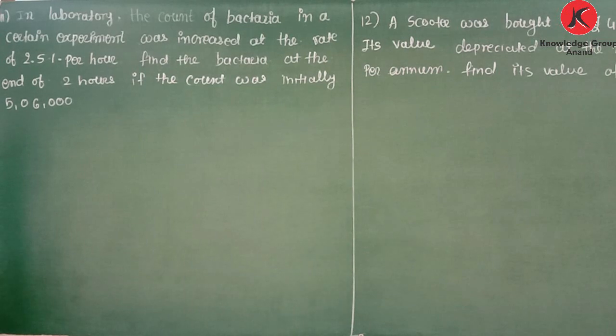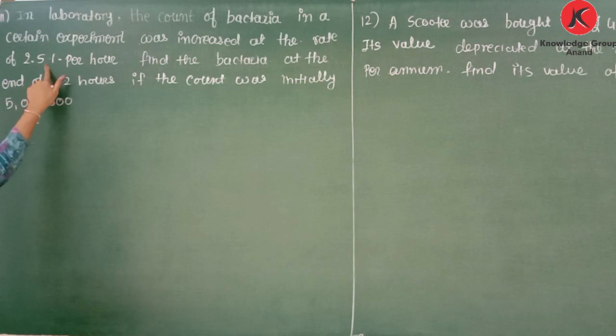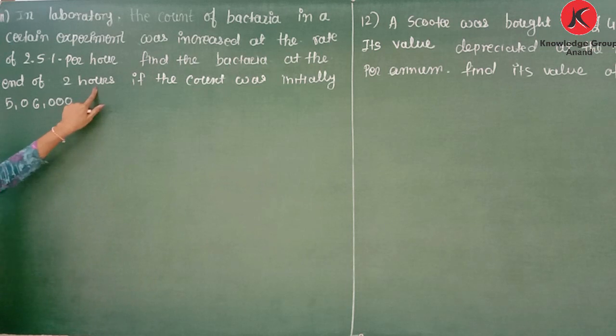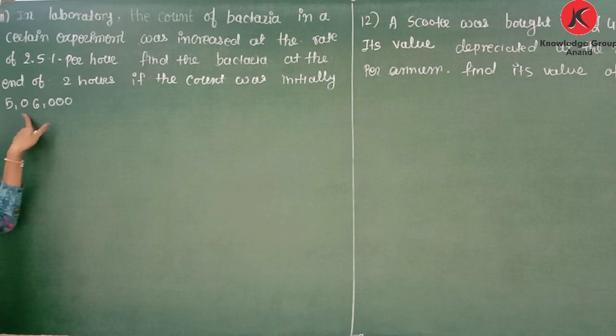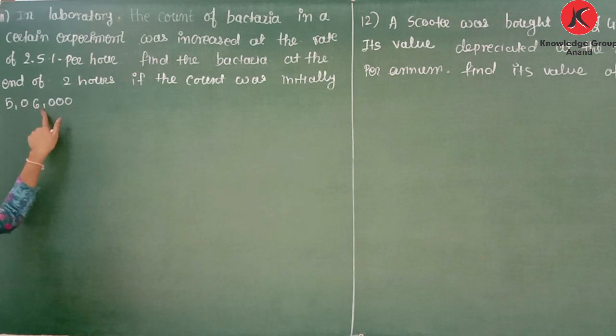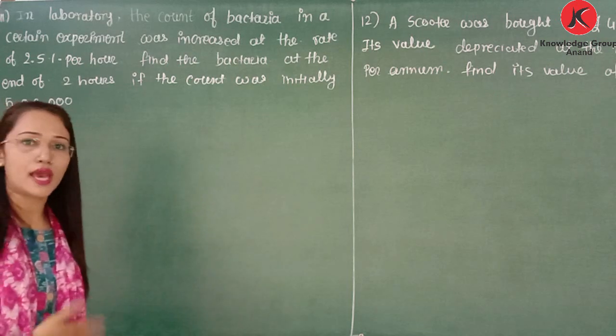Now next example. In a laboratory, the count of bacteria in a certain experiment was increased at the rate of 2.5% per hour. Find the bacteria at the end of 2 hours if the count was initially 5,06,000. So here 2.5% is the rate of interest per hour and here you need to find for 2 hours. So here our P will be 5,06,000. You need to find after 2 hours, means N will be 2.